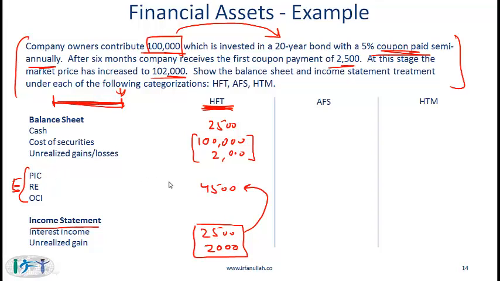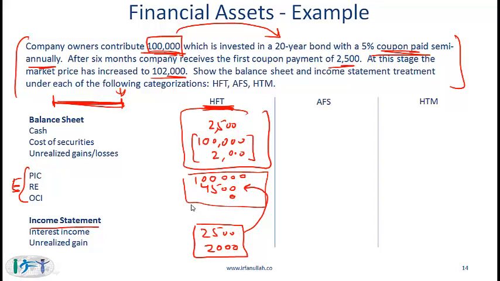The paid in capital, which is that initial contribution, is 100,000. And in this particular case, held for trading, there is no OCI. Notice that the balance sheet balances. On the asset side, we have 104,500, and on the equity side, we also have 104,500. There are no liabilities. Now I want you to pause the video and come up with the numbers for AFS and held to maturity.